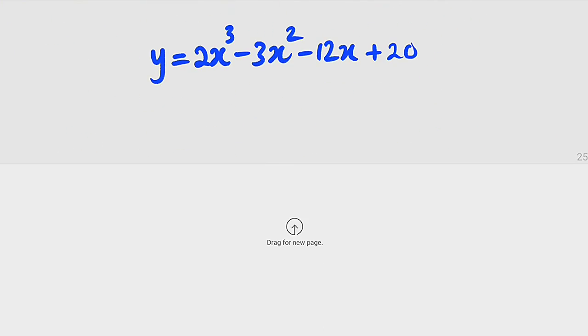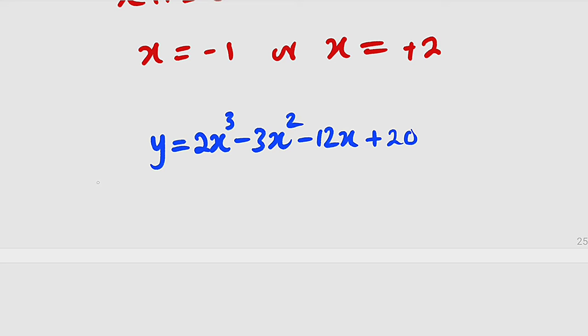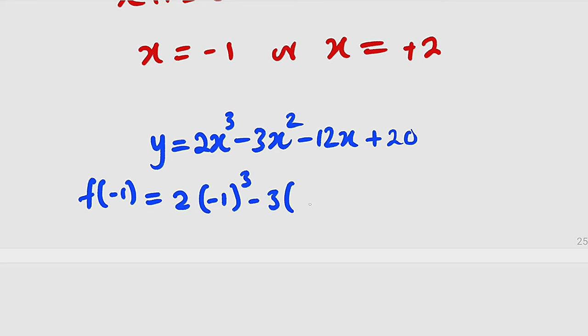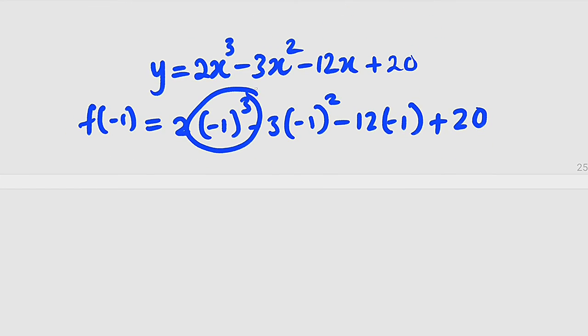All right, here is the main equation. Let's substitute f of negative 1. This is equal to 2 multiplied by negative 1 to the 3rd power, minus 3 multiplied by negative 1 to the 2nd power, minus 12 times negative 1, then plus 20. Let's simplify this. Negative 1 to the 3rd power is still negative 1 times 2 is negative 2. Then negative 1 squared will give us positive 1 times negative 3 is negative 3. Negative negative is positive. We have 12 here positive. Then plus 20.